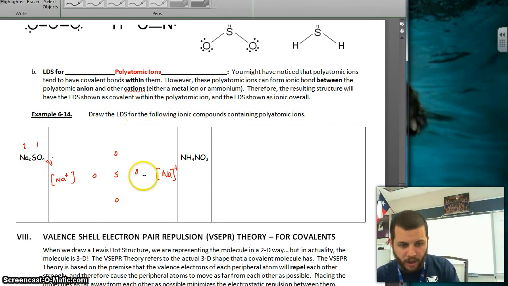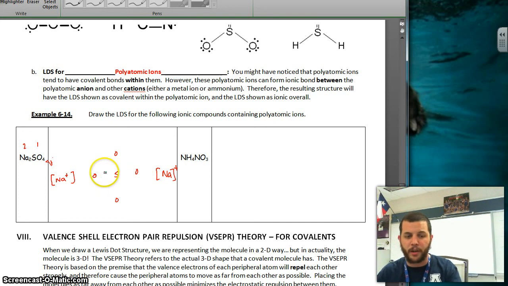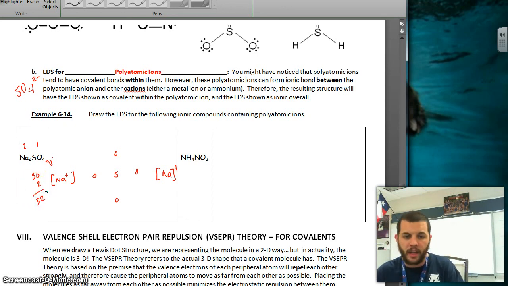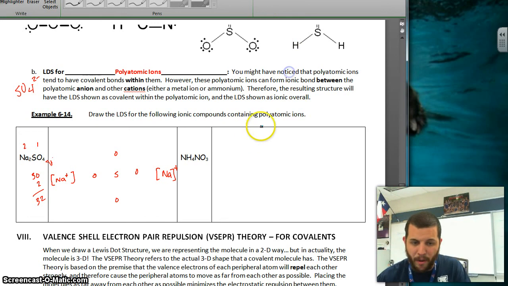I need to know how many electrons are at the party. So sulfur's in group 16. So are all these oxygens. So I've got 6 times 5. So I've got 30 total electrons to play with here. But I've got to remember sulfate is a polyatomic ion. It's got a -2 charge. So I also need to add in electrons for the 2- because there's 2 extra electrons here. So I've got 32 total electrons. So now I need to satisfy my central.